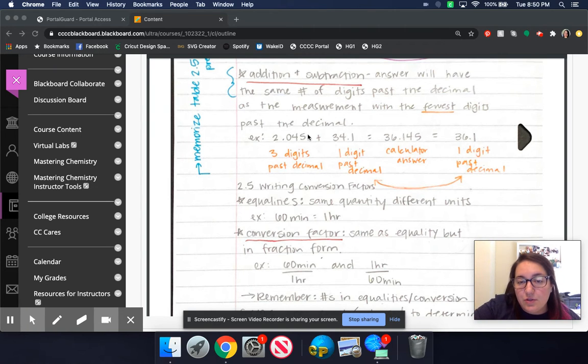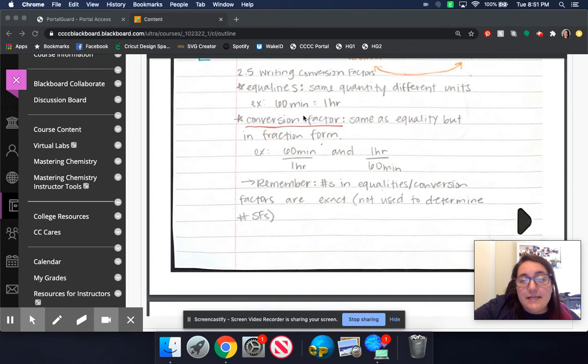So we added these two numbers and we got 36.145. The problem with this last 4 and 5 is that we don't know that those are the true numbers that go there, because we don't know what comes after this 1. Is it 0, 0? Is it 1, 1? But we just don't know for sure. So because we don't know the digits past this 1, we don't know the 4 and 5 for certain, which means we have to cut them off and only include the 1 place past the decimal. This is for all addition and subtraction.